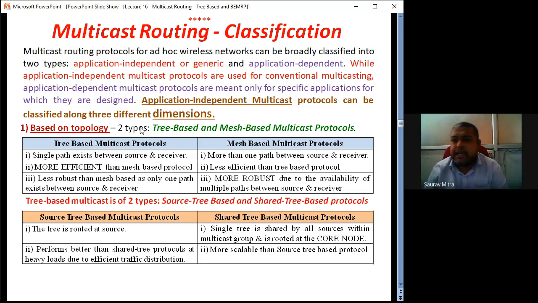Please prepare them for IA for short questions as well as for 5 marks questions. Tree-based multicast again is of two types. Those are the important questions asked in the exam.